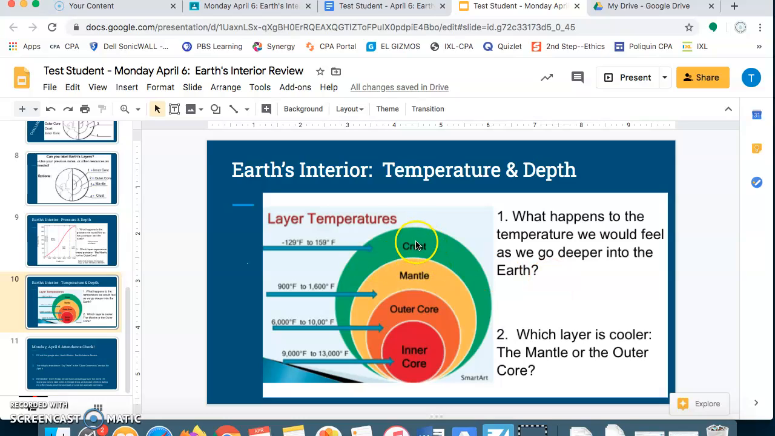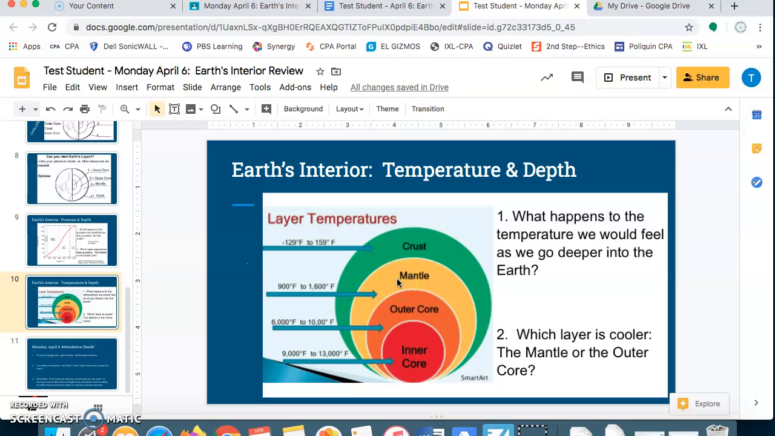So in order to go from the surface of the Earth to the inside of the Earth, we must first travel through the crust, then the mantle, then the outer core, and then the inner core is in the very inside of the Earth. The most depth you can get to is the center of the inner core. Okay, let's look at our temperature ranges. So I'm in the crust. My temperature ranges appear to be from negative 129 degrees Fahrenheit to positive 159 degrees Fahrenheit. Okay, very cold to pretty hot.